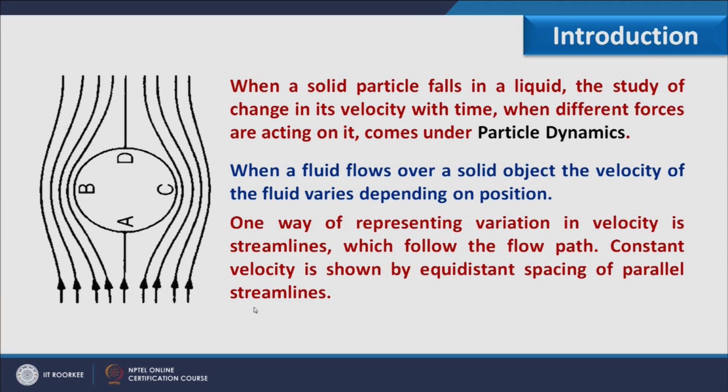One way of representing variation in velocity is streamlines. I guess you already know about streamlines in fluid dynamics, and we will use them to represent the variation of velocity which follows the flow path. Constant velocity is shown by equidistant spacing of parallel streamlines. So, when streamlines are moving parallel to each other and the distance between these lines is constant, then we can say that the velocity is constant.